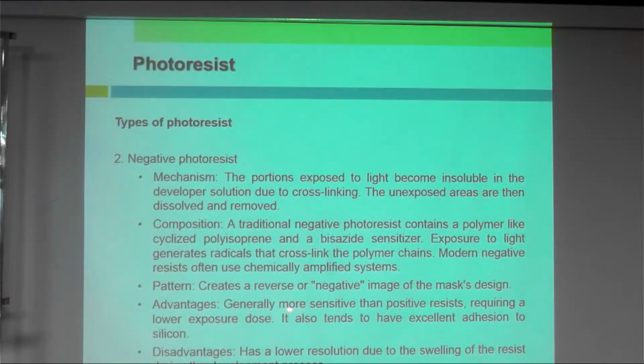It is generally more sensitive than positive resist, requiring a lower exposure dose. It also tends to have excellent adhesion to silicon. And the disadvantage is that it has a lower resolution due to the swelling of the resist during the development process.